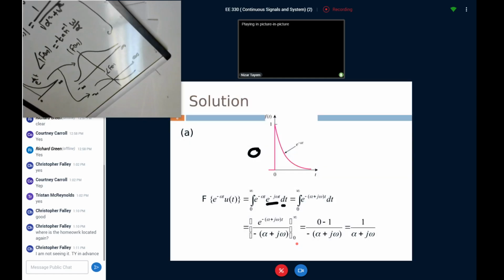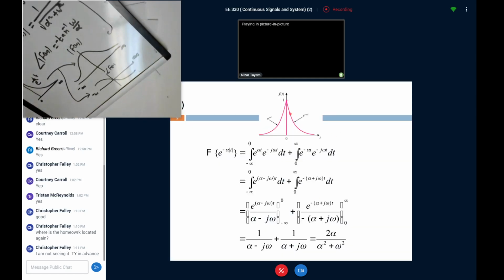Now, if we need to find the Fourier transform for e^(-α|t|), that means t can be negative and positive. This side represents exponential growth, e^(αt), and from 0 to infinity, f(t) is exponentially decaying, e^(-αt). Here we have exponential decay, and here e to the power αt, exponential growth. So in this case we integrate from minus infinity to 0, and from 0 to infinity, because we have two different functions.